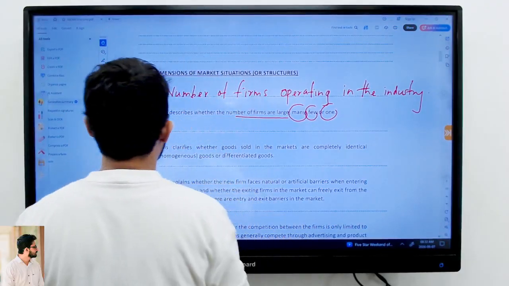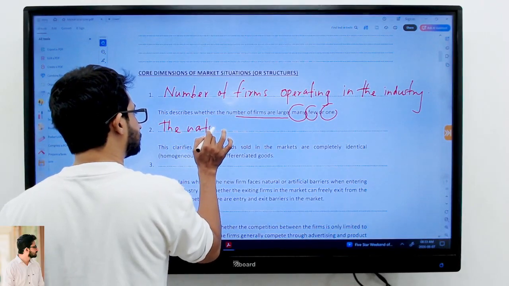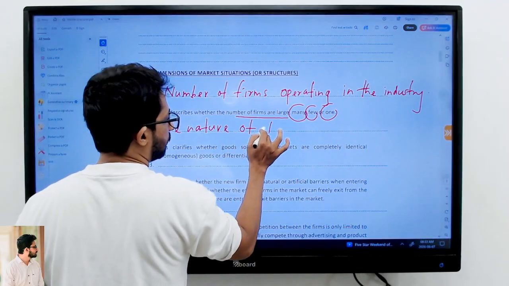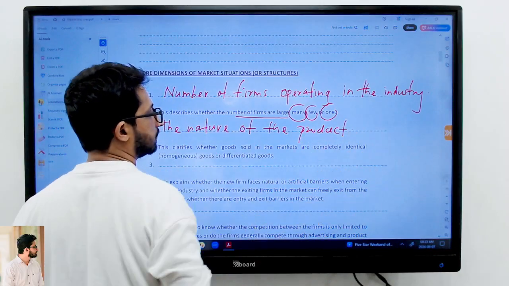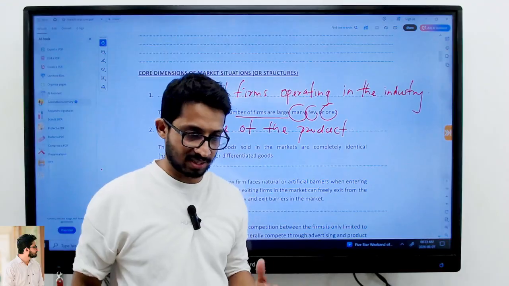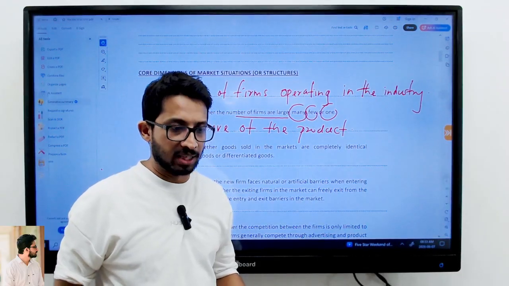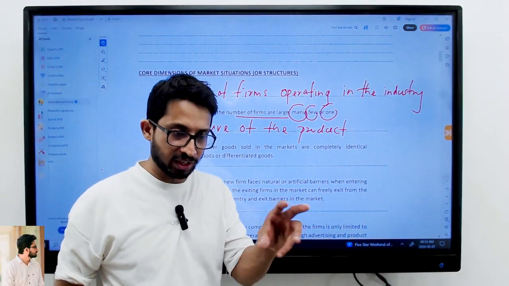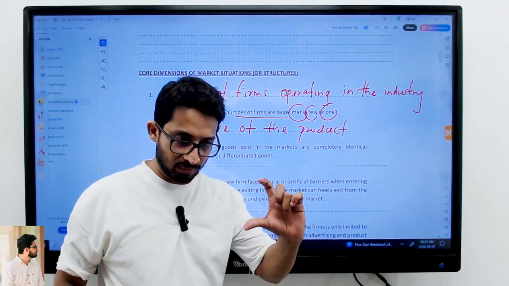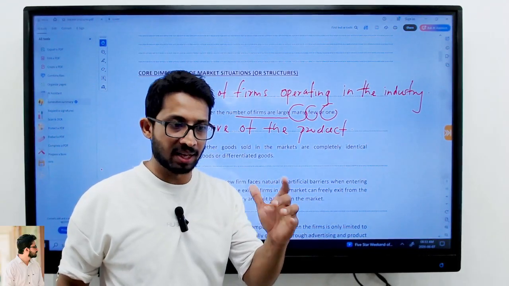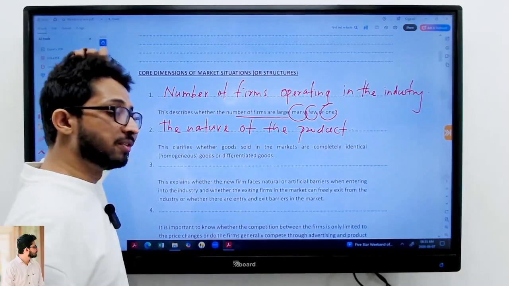The second one is the nature of the product, which means that every market has a product which is sold in the market. Even though different products are sold, every market needs to have a particular product. It's like the floor of a house.